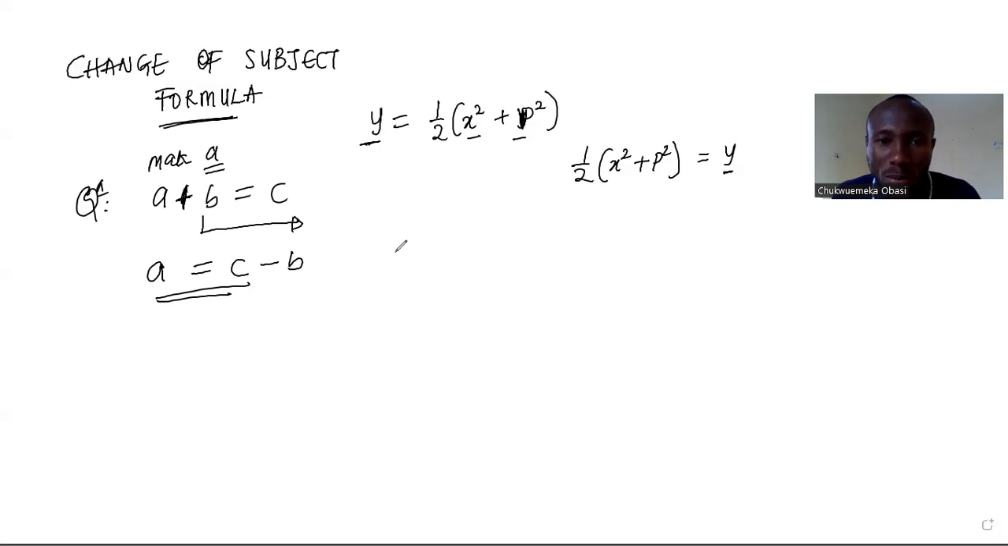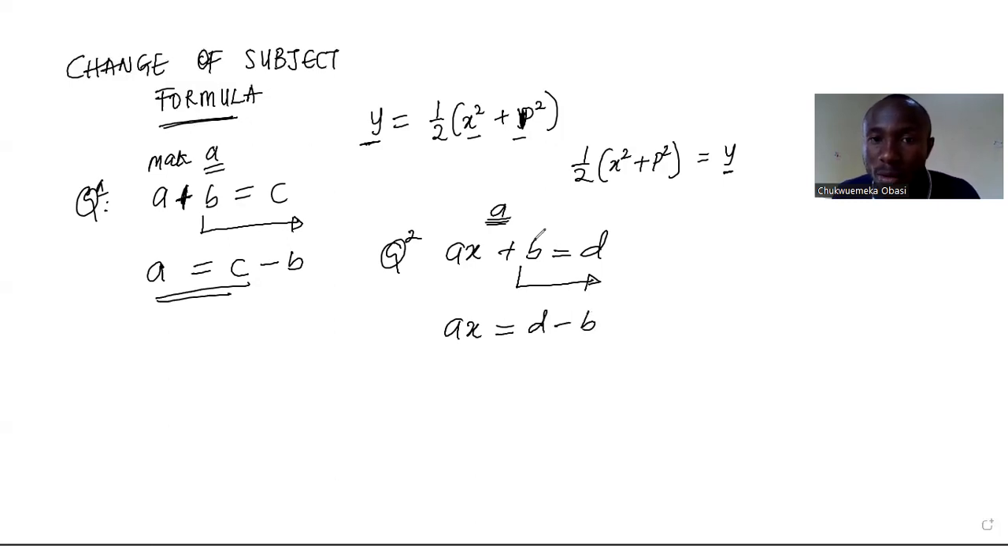Let us do question number 2. Question number 2 is AX plus B is equal to D. And here we want to make A the subject of the formula. How do we do it? Now we want to make A the subject. So then we take this positive B to this side. So we have AX is equal to D minus B, because when it comes over here, it becomes minus B, right?